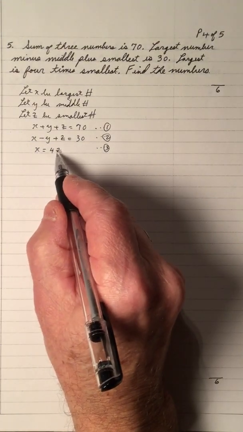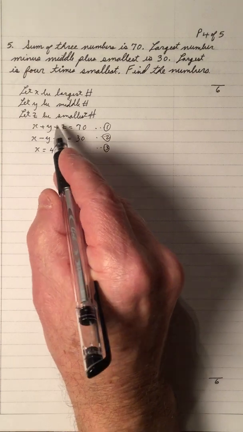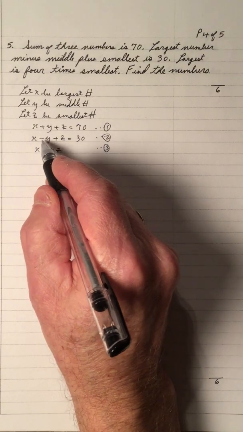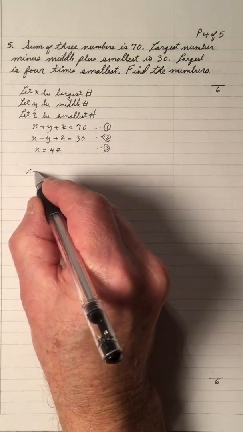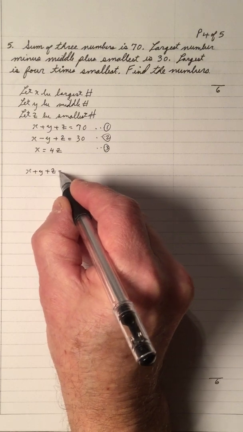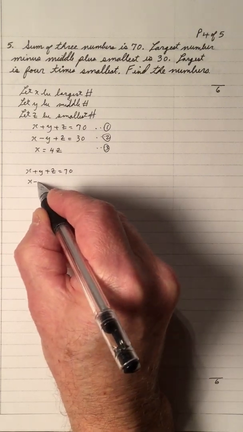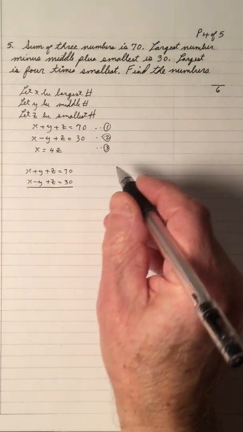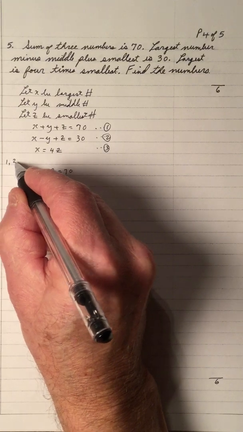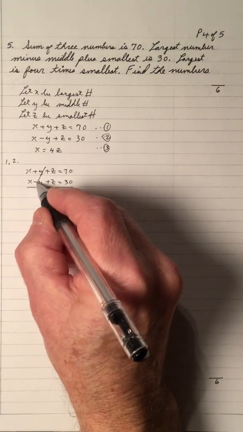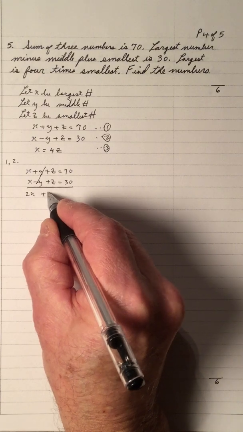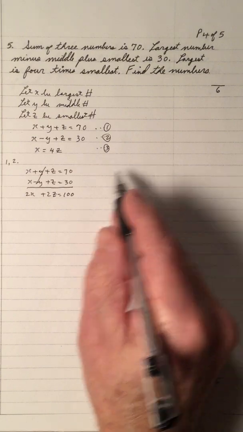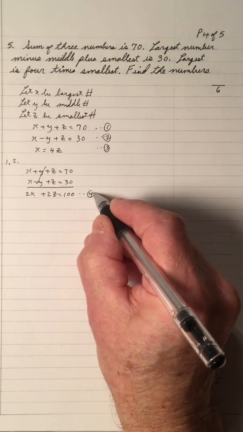This equation has an x and a z but no y. But I notice when I look at these 2 equations, instantly I can add them because the y's will cancel. So let's write down x plus y plus z is 70, and x minus y plus z is 30. Notice this is equation 1 and equation 2. I didn't do anything to them because they're already opposites. If I add these 2 equations, 2x plus 2z is equal to 100. And this is the new equation called 4.